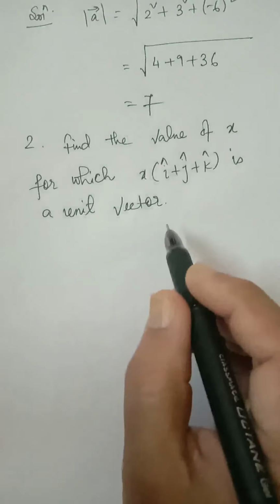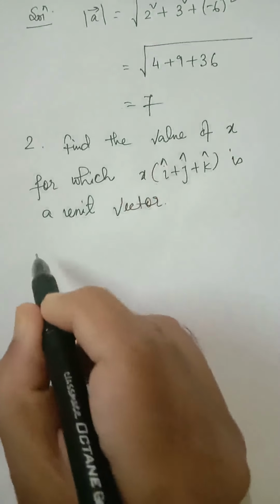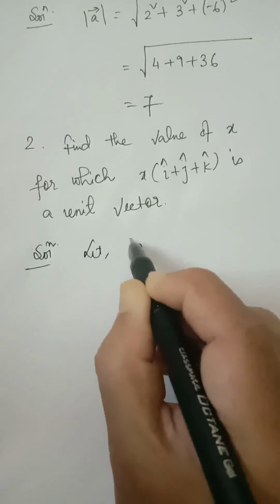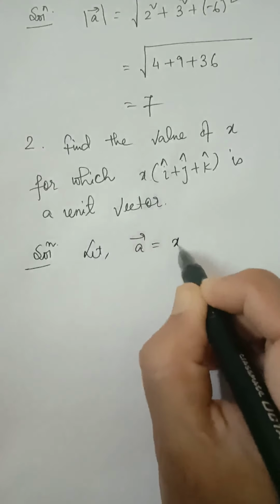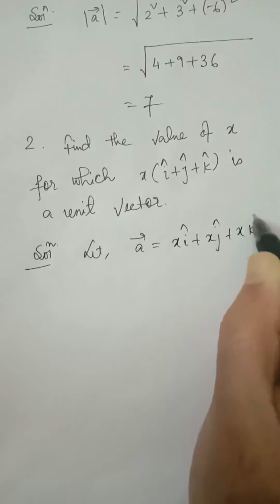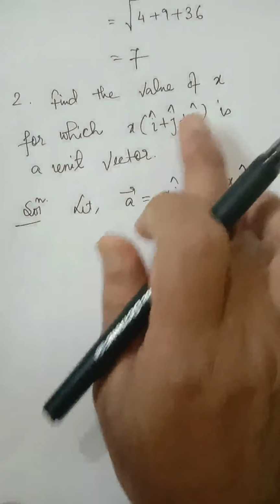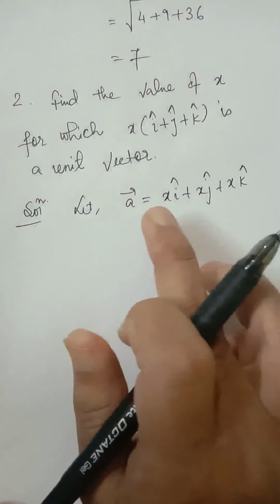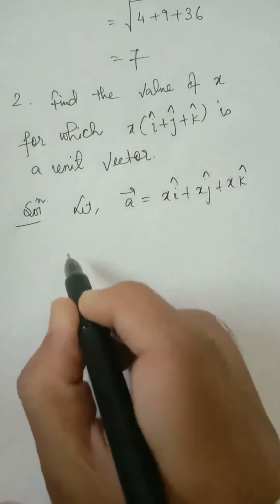Next question is: find the value of x for which x into i plus j plus k cap is a unit vector. That means if this is a unit vector, what will be the value of x? First of all, we'll consider the given vector as A. Let A vector equal x i plus x j plus x k. Now, we have to find x for which A vector is a unit vector.